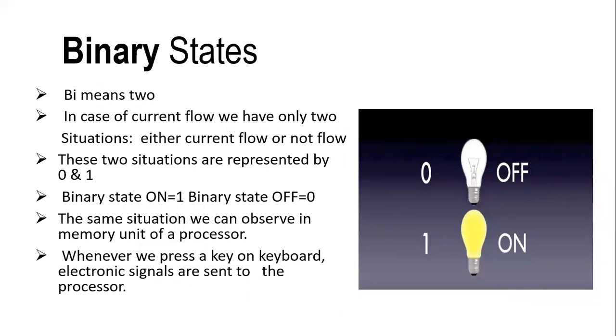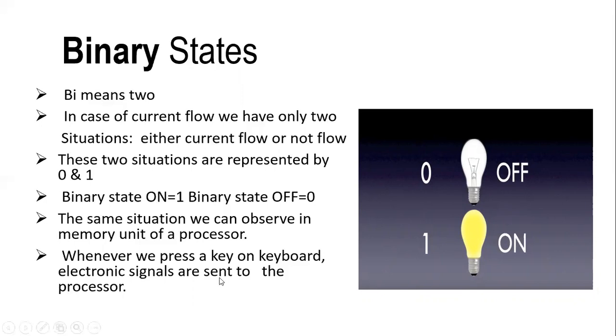Binary states. We should know what the binary states are. The first thing you should know is that bi means 2. In the case of current flow, we have only 2 situations: either current flows or it does not. These 2 situations are represented by zeros and ones. Binary state on is your 1. Signal 1 is binary state on, in which this bulb is switched on. And the other state is 0. Signal 0 means off.